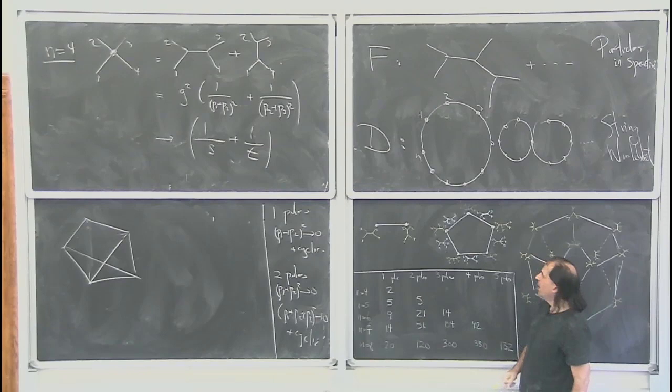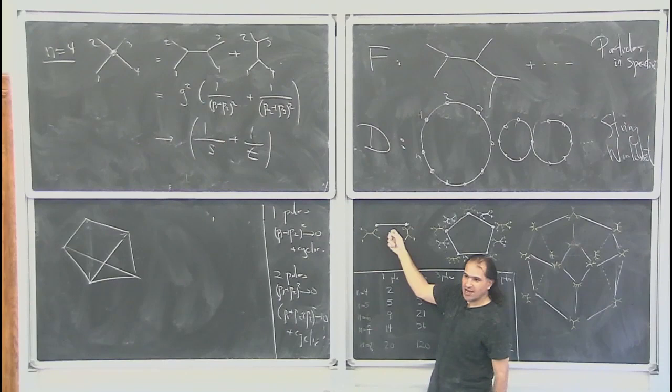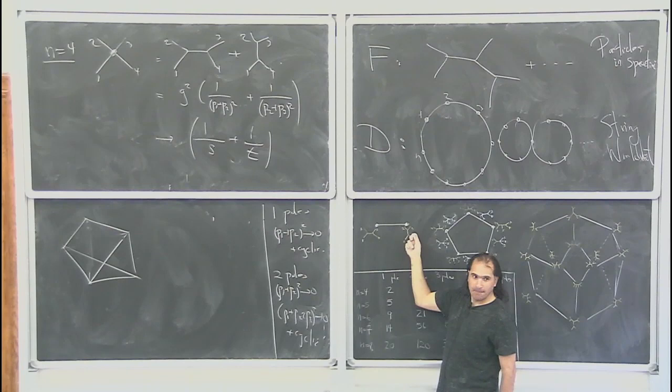Now, what is the analog of this picture for n equals 4? Just that. There's just one pole, so I just have an interval, nothing on the inside, no factorizations. I have the S channel on one side and the T channel on the other side.